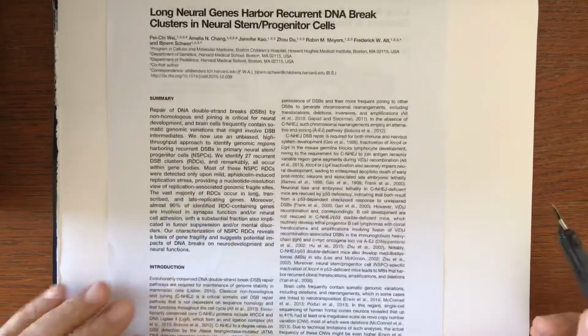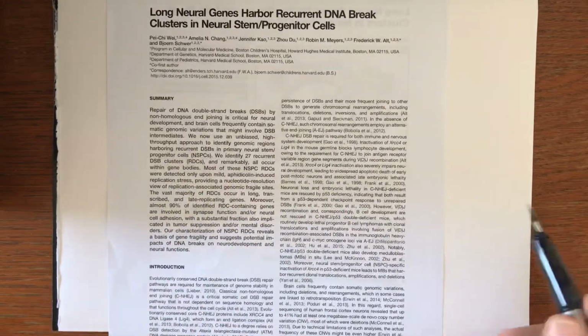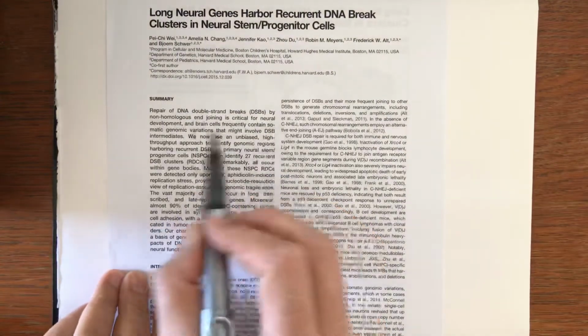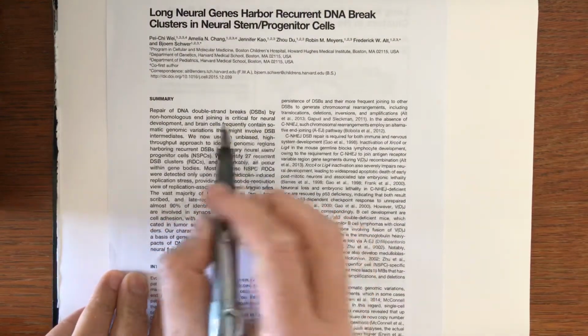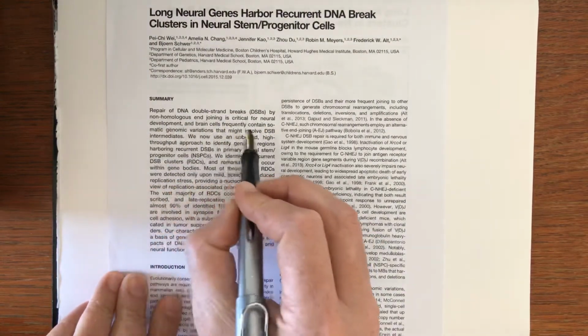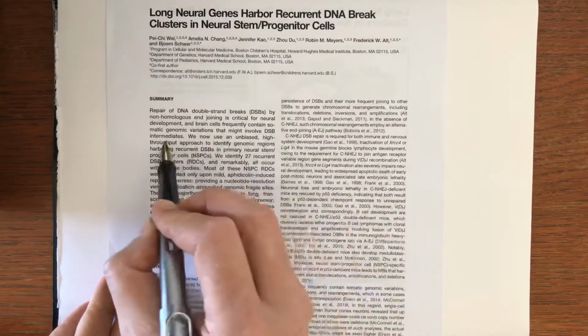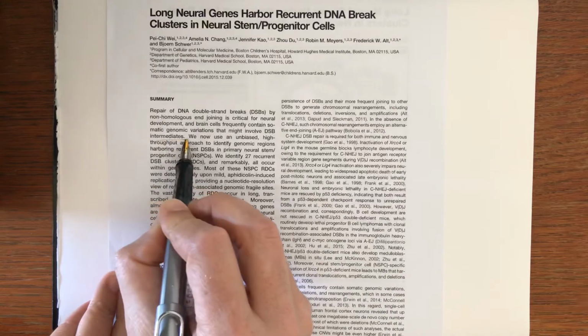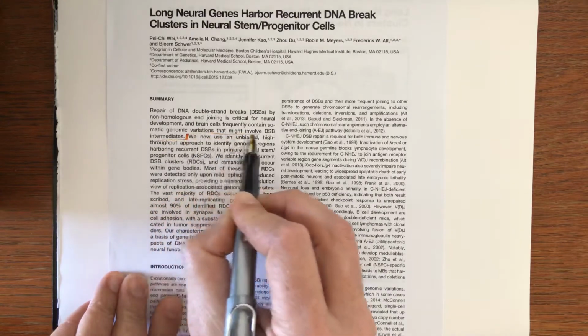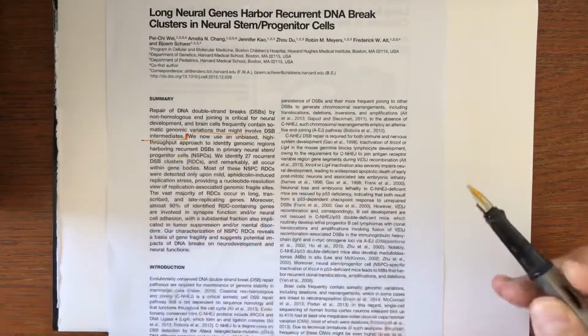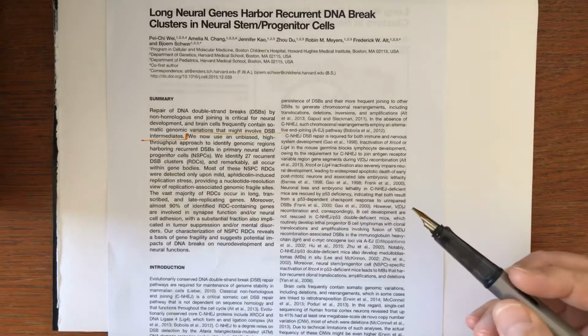Let's look at the summary, the abstract here. Repair of DNA double-stranded breaks by non-homologous end joining is critical for neural development, and brain cells frequently contain somatic genomic variations that might involve double-strand intermediates. So that's a pretty serious sentence here. So we have double-strand break repair.